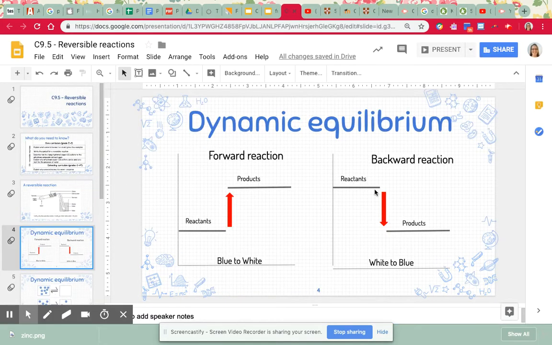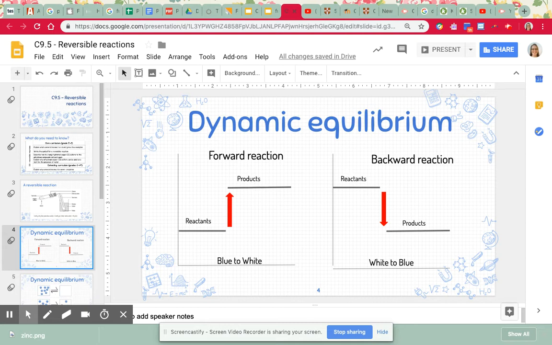I can show you for this reaction, blue to white, the reactant had less energy than the products. Because in the forward reaction, we get energy taken in from the surroundings. And that energy that we gave from the Bunsen burner has gone into the products. And then we end up with the white copper sulfate, the anhydrous version of it.